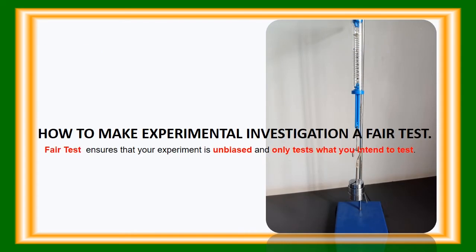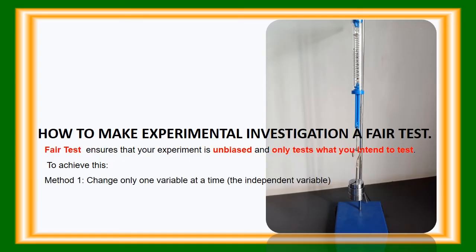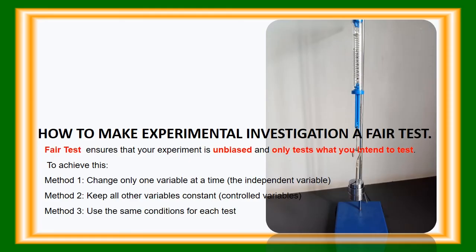How to make an experimental investigation a fair test. A fair test ensures that your experiment is unbiased and only tests what you intend to test. To achieve this: Method 1, change only one variable at a time, the independent variable. Method 2, keep all other variables constant, the controlled variables. Method 3, use the same conditions for each test.